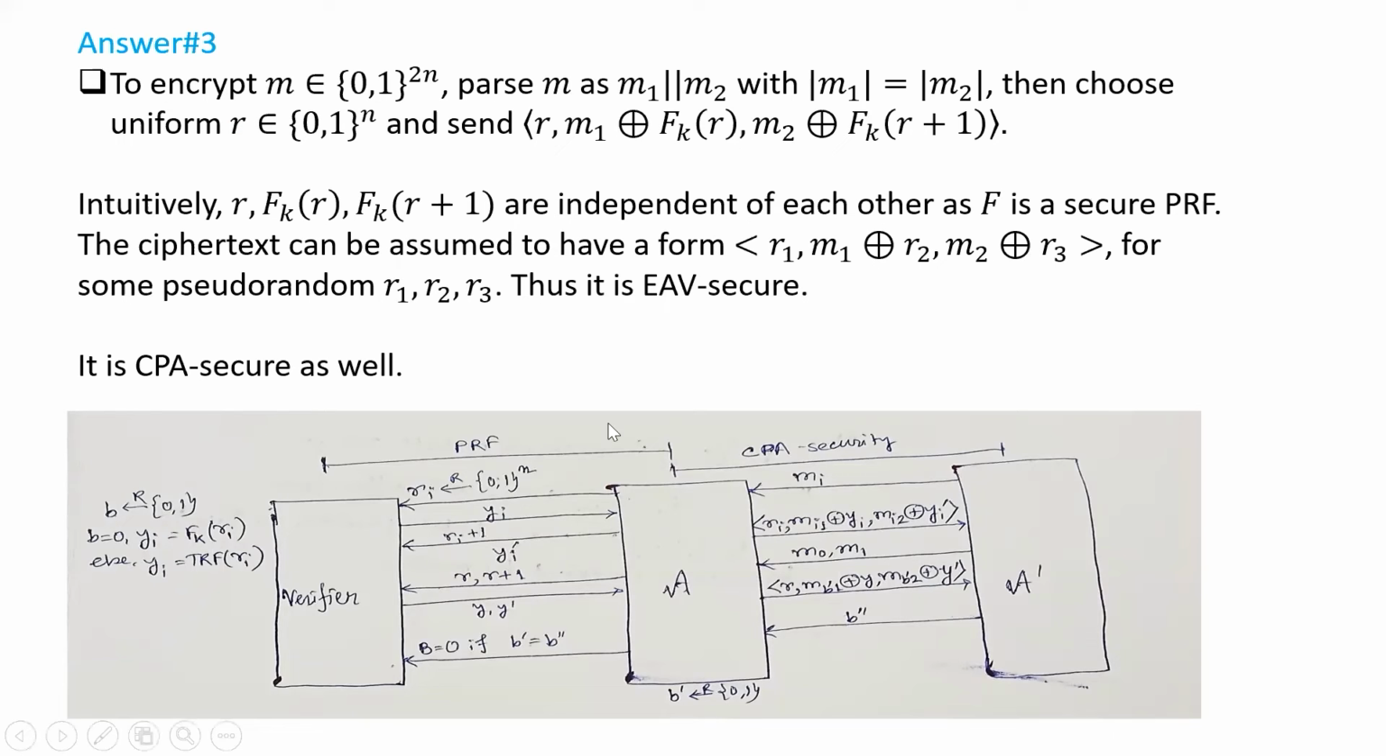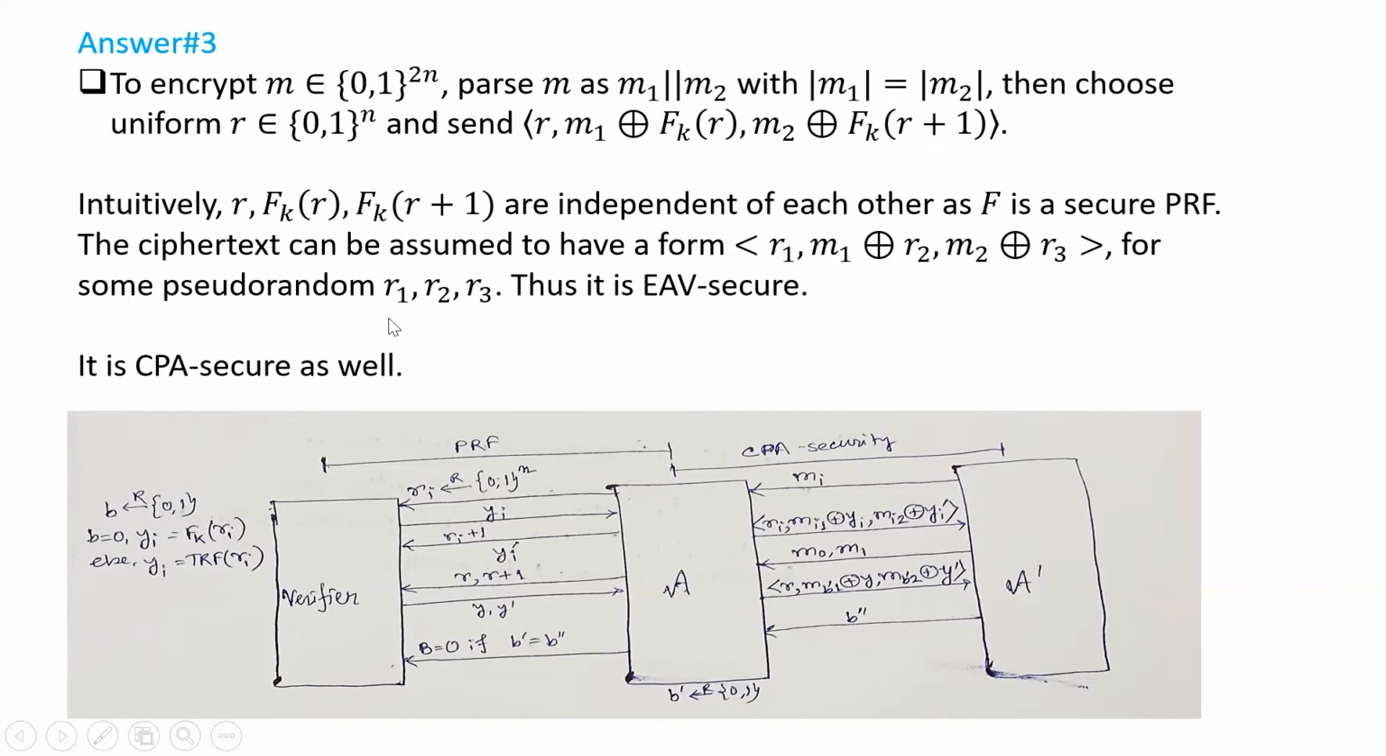So here, the first part is random. The second part, F being a secure PRF, F_K of R is a pseudo-random string, which is XORed with the first part of the message, M1. So this part cannot reveal any extra information about the underlying plain text M1, and for the same reason, F_K of R and F_K of R plus 1 are not related at all, because F is a secure PRF. So by looking at the second and third parts of the ciphertext, nothing is revealed about the underlying plain text parts M1 and M2. So it is EAV secure.